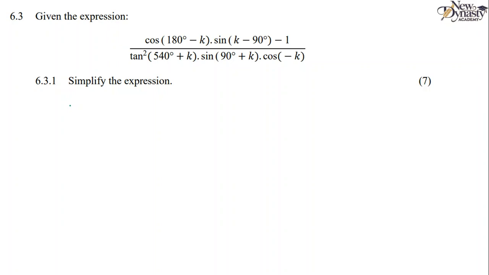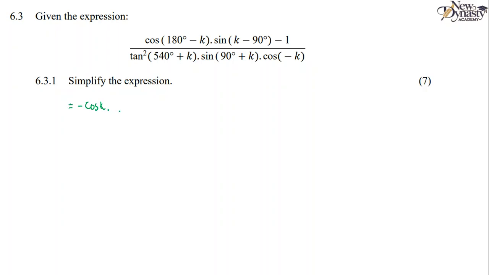I'm not going to rewrite the equation. I'm going to move from the equation, starting with the second step. So cos(180 minus k) is in the second quadrant. In the second quadrant, cos is negative, so we're going to have negative cos k. Make sure that we write everything in terms of k. Then multiply it by sine of (k minus 90).